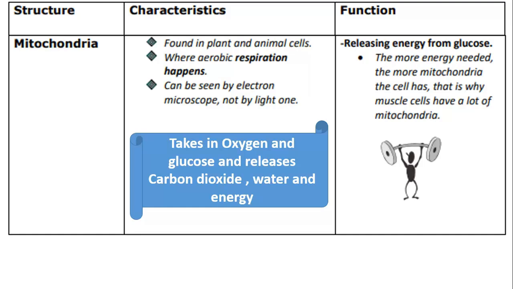When we talk about mitochondria, we have to mention aerobic respiration. So whenever you're asked about the function of the mitochondria, you have to mention aerobic respiration and then say whatever you want to say. You can say afterwards, release energy from glucose. But first you have to say aerobic respiration. It can only be seen under an electron microscope. No light microscope can see mitochondria because it is very small.